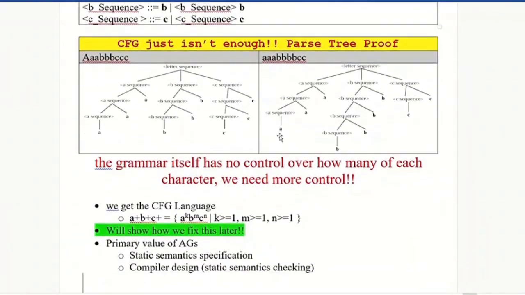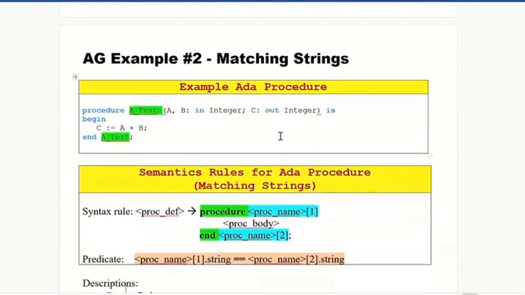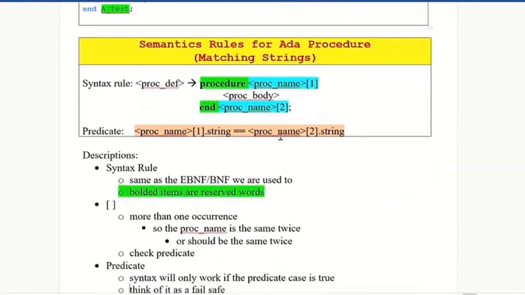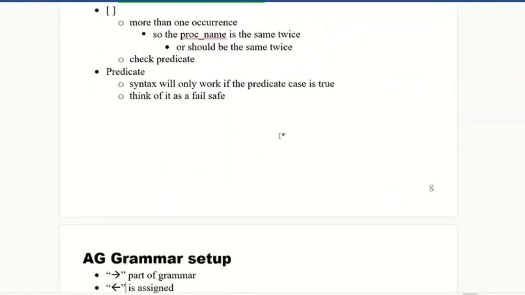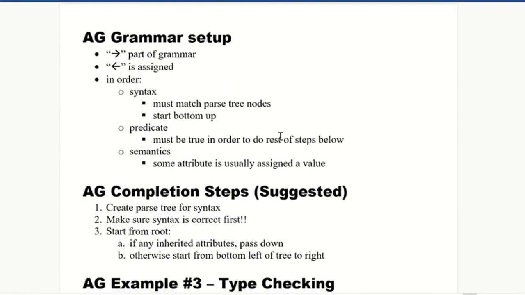Okay. Now, I'm skipping the matching strings one. But I do want to go over, yeah, here we go. We haven't seen the attribute grammar yet, at least the setup, but let me go over a couple of minor things when we get to it. You're going to see the arrow to the right. The arrow to the right is the same as you thought before. It's a meta symbol, basically saying, hey, this can be reduced to this part of the grammar.